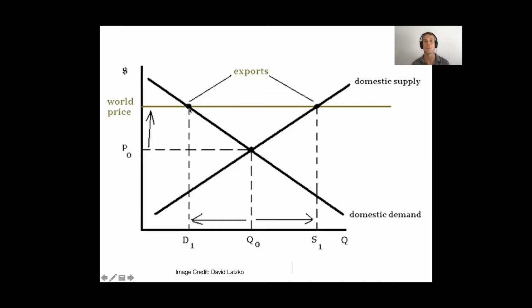And this gap has opened up. And this gap is how much this country is now exporting, right? So the producers are producing S1, and the domestic consumers are purchasing D1, and this whole difference here, S1 minus D1, that's going to be the amount that this country is exporting, right? So when this world price is up above the domestic equilibrium price, we're going to be exporting. And when the world price is down below the equilibrium price and you open up to free trade, you're going to be importing. And that's usually the scenario.